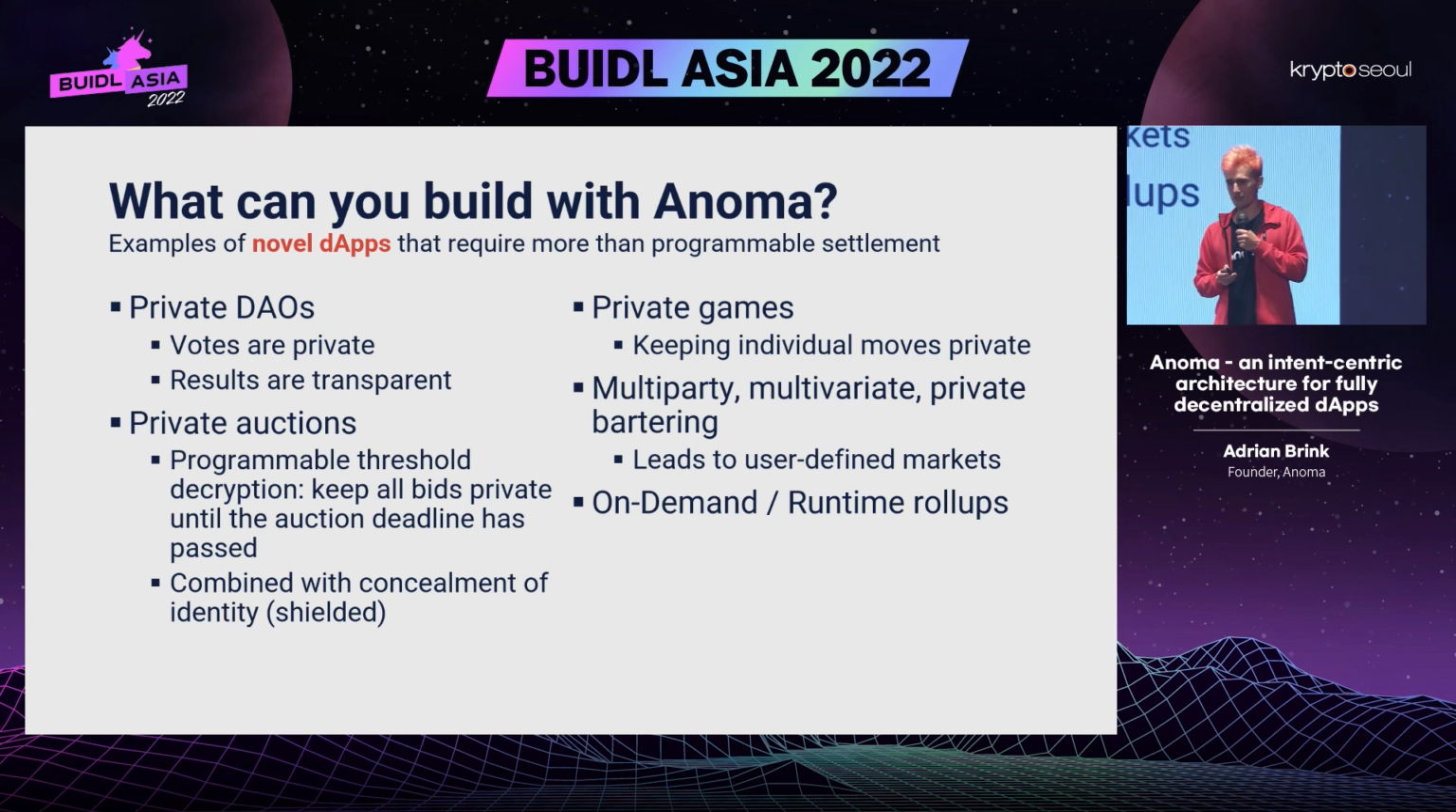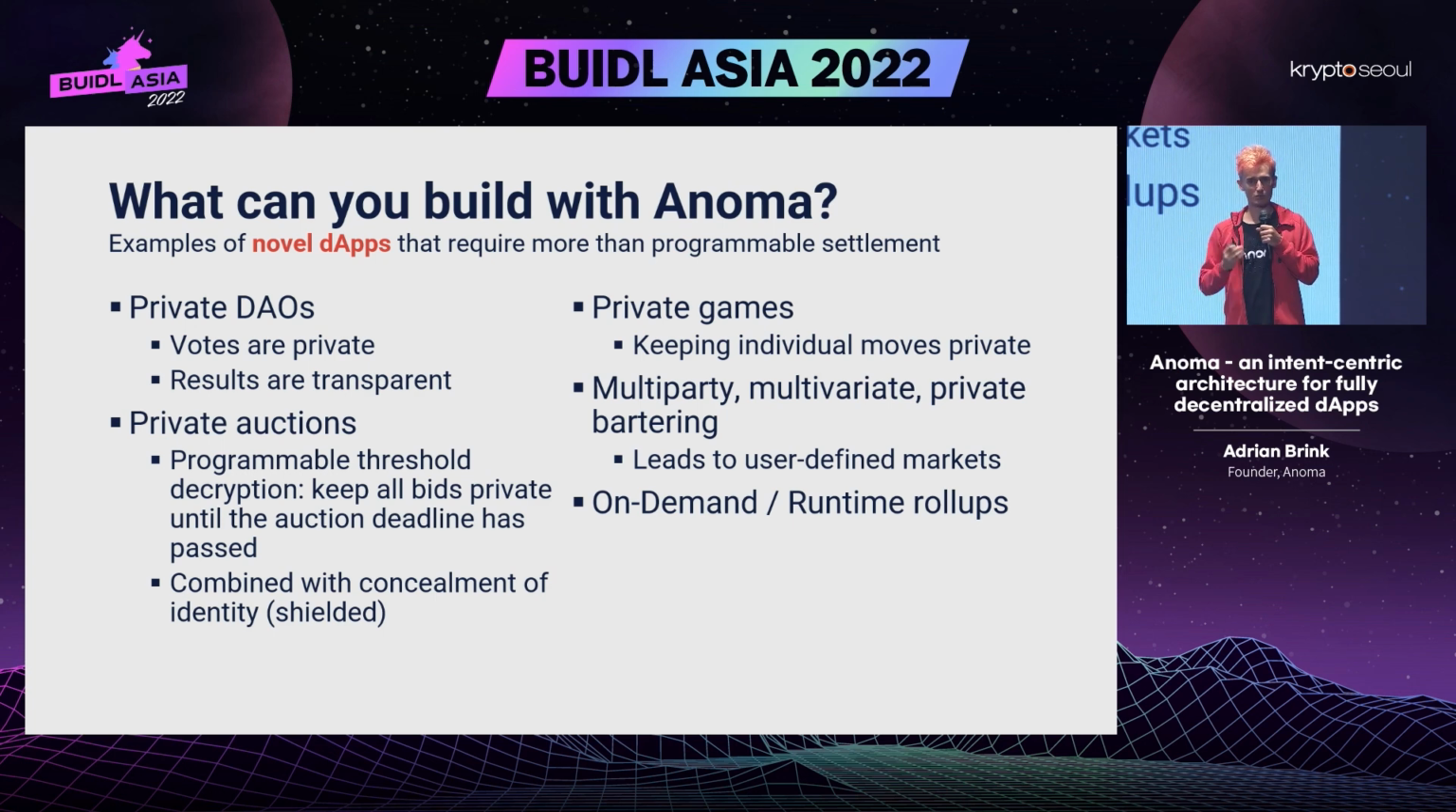You can build private games, and the thing I'm most excited about is multi-party, multivariate private bartering. Any asset can be traded for any other asset, and as long as you find some sort of path through maybe 500 different trades, you can get exactly what you want. And you don't have to worry about figuring out exactly the 500 hops. Or you can build on-demand runtime rollups.